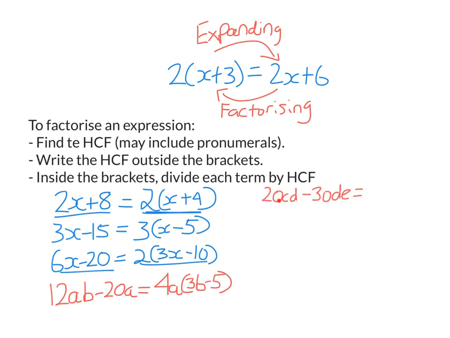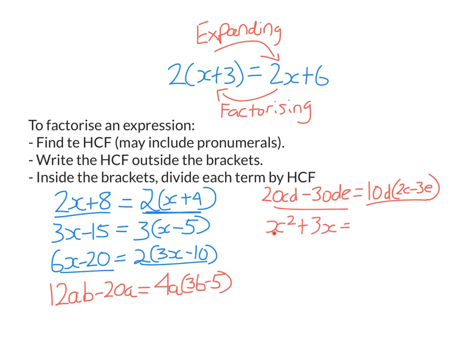So let's look at 20cd minus 30de. So the highest number that goes into 20 and 30 is 10. A d is also common to both terms, so it goes out the front. So what do I need to times by 10d to get 20cd? Well, I need to times by 2 to get to 20, and the c to make it a cd. What do I times by 10d to get to this? I need to times by negative 3 to make it negative 30, and I need the e, so it's minus 30de. And then we're done. Once again, if I were to expand this, I would get my original expression.